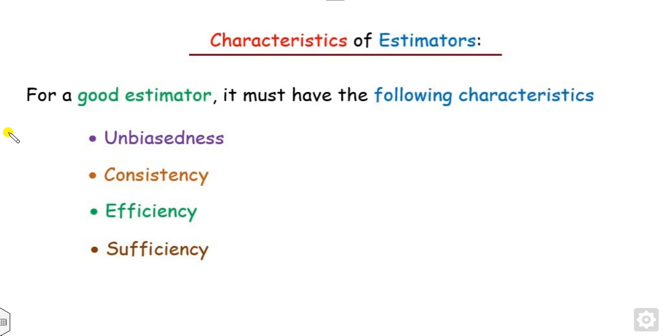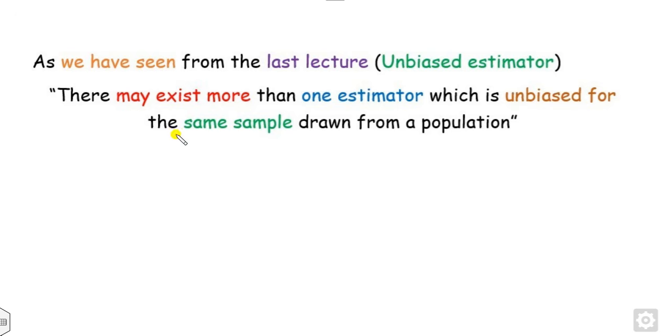So we all know that any estimator is said to be a good estimator if it satisfies certain properties: unbiasedness, consistency, efficiency, and sufficiency. We discussed unbiasedness in our last video, and from it we have seen that there may exist more than one estimator which is unbiased for the same sample.